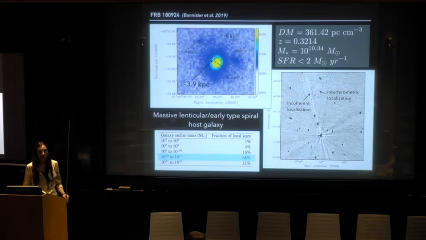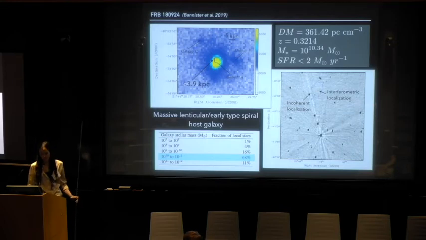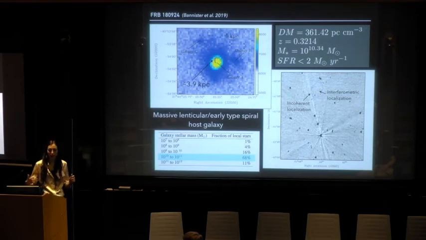In fact, this was the motivation for recent work by Ben, Brian, and Ito, showing that this particular host galaxy is actually consistent with the properties of the host galaxies of short gamma-ray bursts. And so this is, again, one example where the properties of the host galaxies can inform our understanding of FRB progenitors.